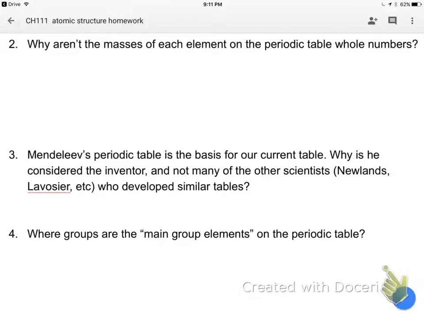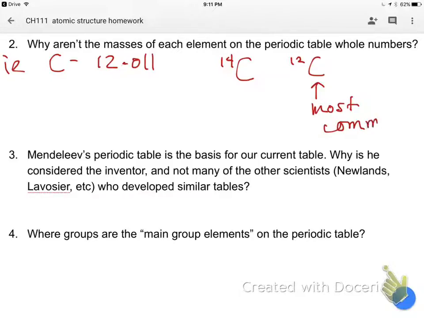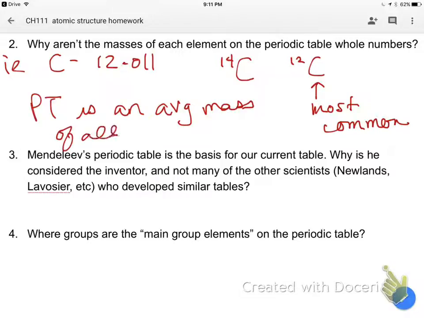All right, so the next question: why aren't the masses of each element on the periodic table whole numbers? Like, for example, carbon is 12.011 something. The reason for that goes back to our discussion about the fact that there are two different kinds of carbon. There's carbon-14 and carbon-12. Carbon-12 is the most common. So the periodic table shows an average mass of all isotopes, meaning all different types of carbon.